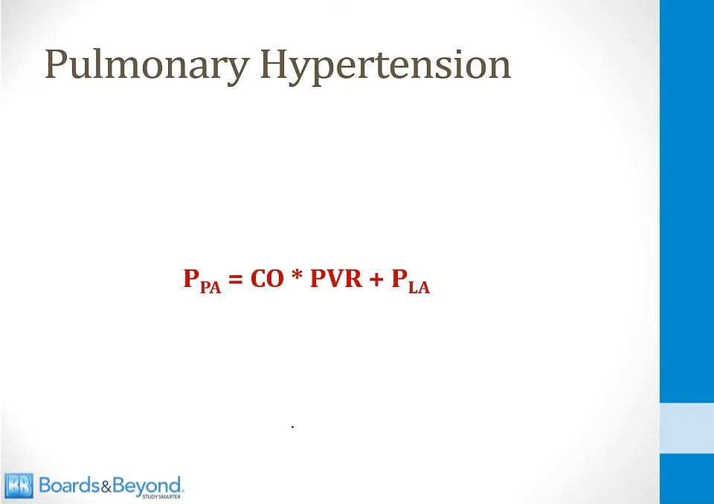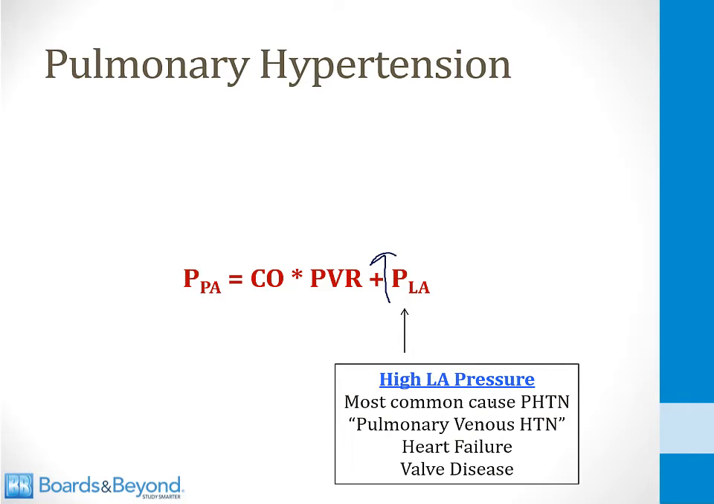So back to this slide, causes of pulmonary hypertension that are due to an increase in left atrial pressure are the most common causes of pulmonary hypertension. When high left atrial pressure leads to pulmonary hypertension, this is called pulmonary venous hypertension. And it gets this name because pressure is high in the pulmonary veins, which are connected to the left atrium. And all the causes of pulmonary venous hypertension are things that have to do with the heart, things like heart failure, valve disease, and we'll talk more about that in a minute.